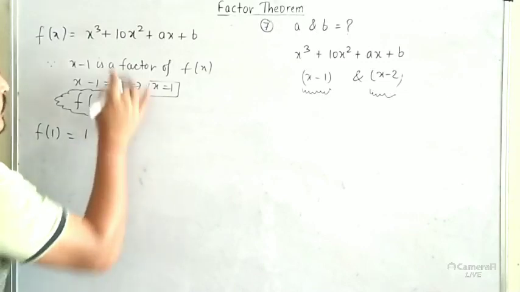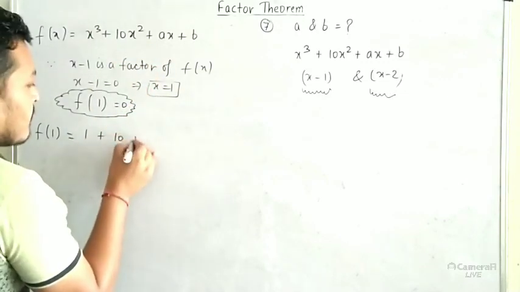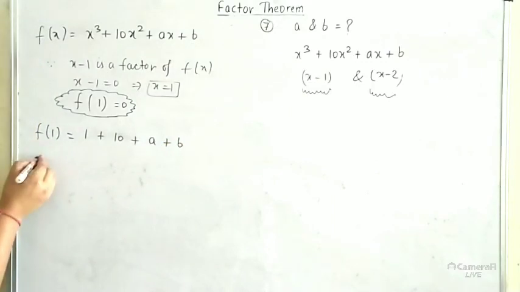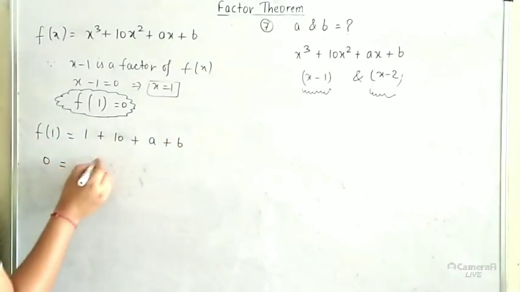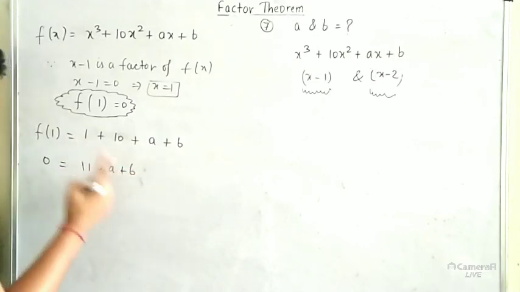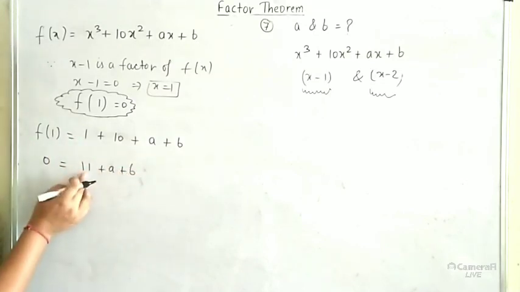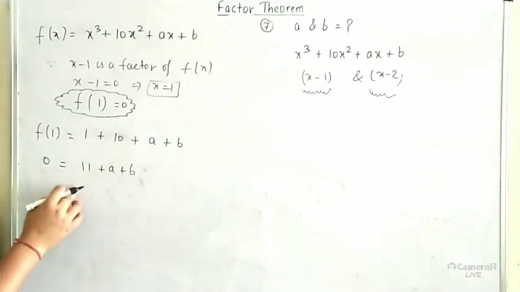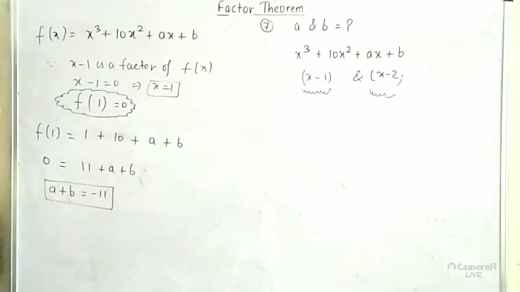1 plus 10 into 1 square means 10, then plus a into 1 means a, and plus b. So what is the value of f(1)? This is 0, equal to 11 plus a plus b. Taking this 11 to the left hand side, it will be negative, minus 11 is equal to a plus b. So finally the equation is a plus b is equal to minus 11. Okay.